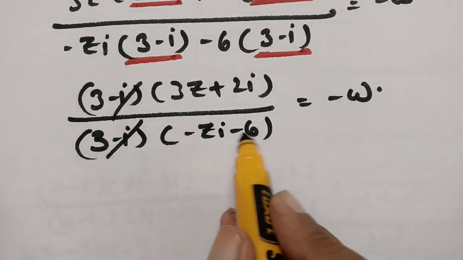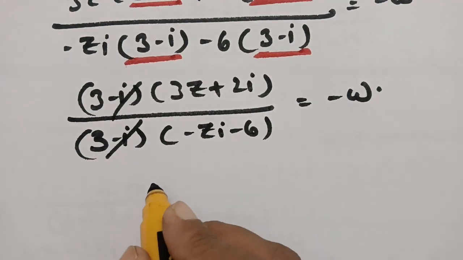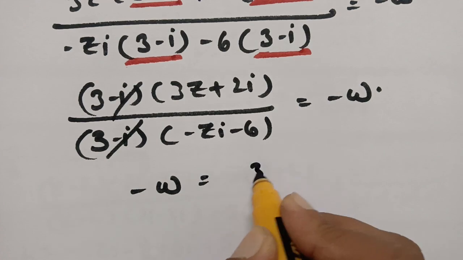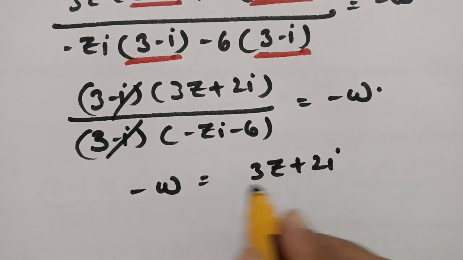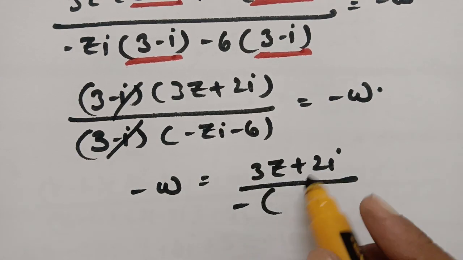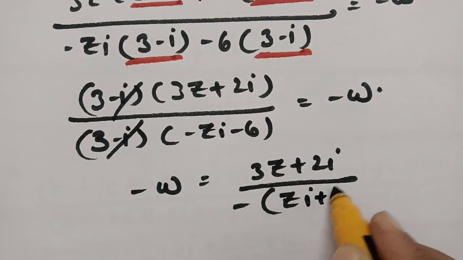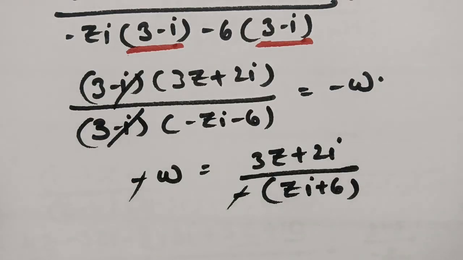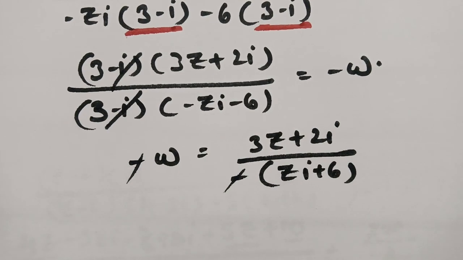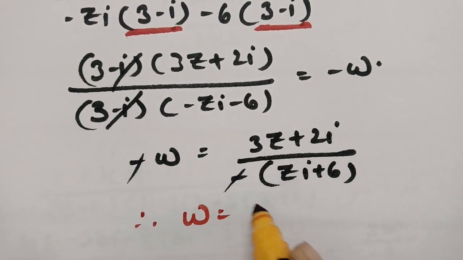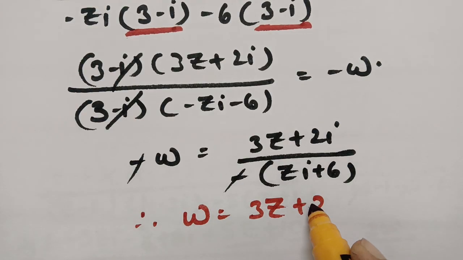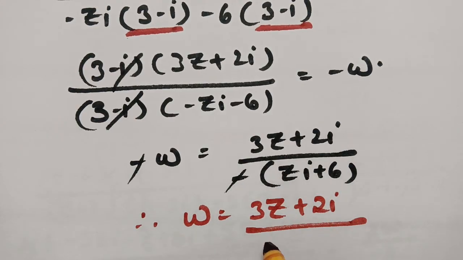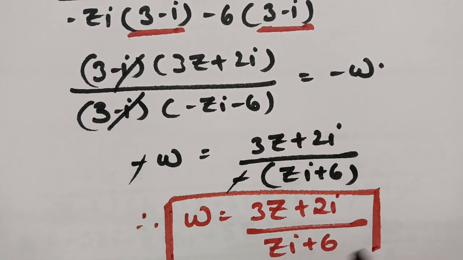So after cancelling, if I take minus common, see here, so this is minus w is equal to 3z plus 2i. So if I take minus common, so this will be zi plus 6. So now I can easily cancel and see here, and therefore we got our w value. So this is so important here. So this is 3z plus 2i, and this is zi plus 6. So this will be our w value, and this is how we have to solve.